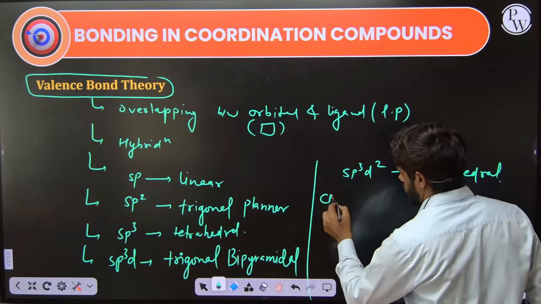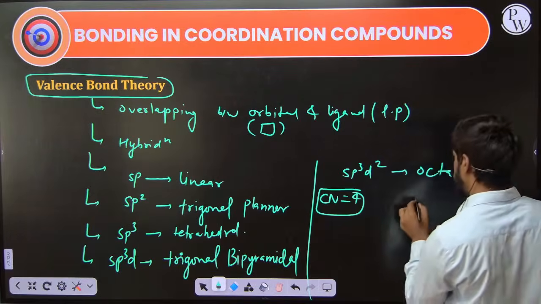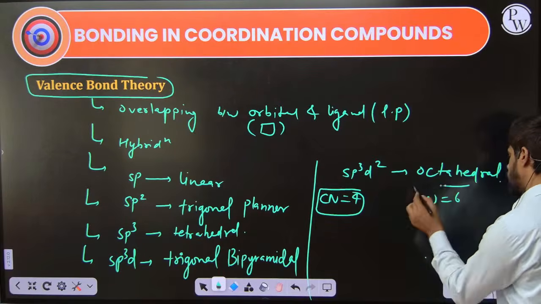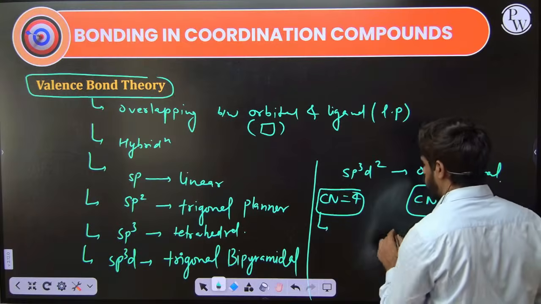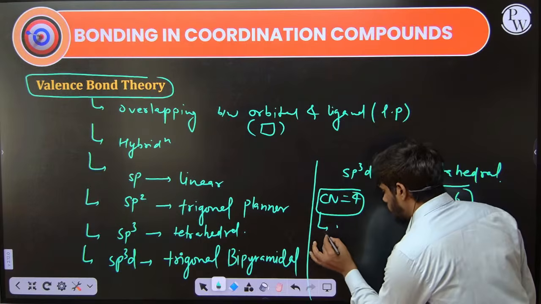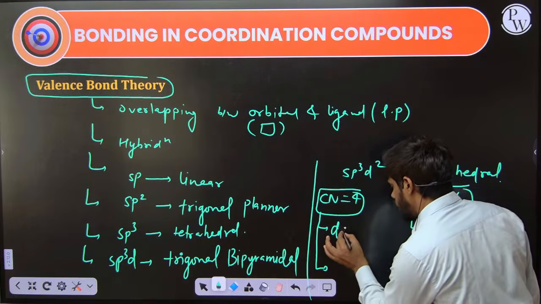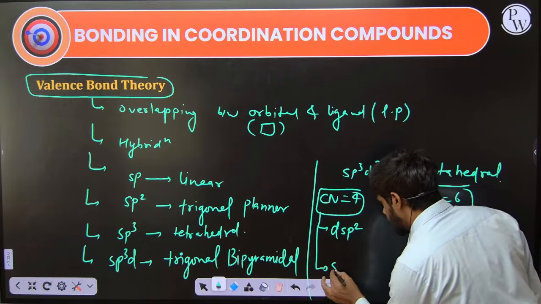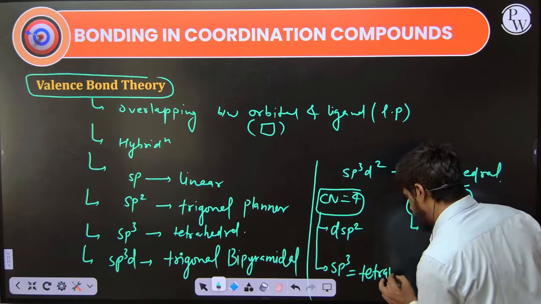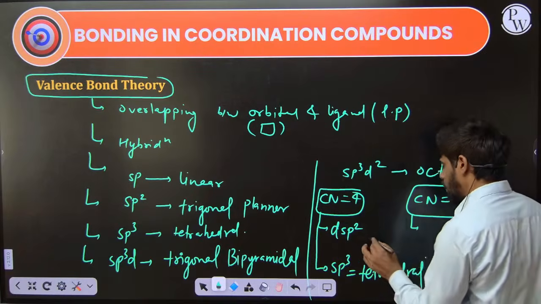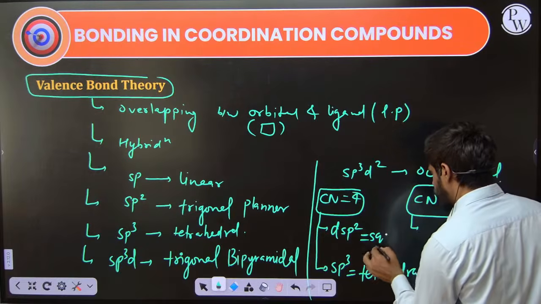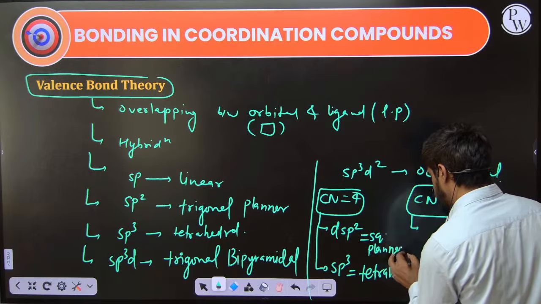In the case of coordination number 4 and coordination number 6, it is important. Each can have two types of hybridization. If it is coordination number 4, there are two possibilities: either dsp2 or sp3. If it is sp3, it is tetrahedral, and if it is dsp2, then it is square planar.